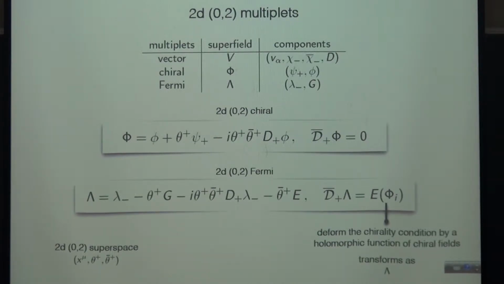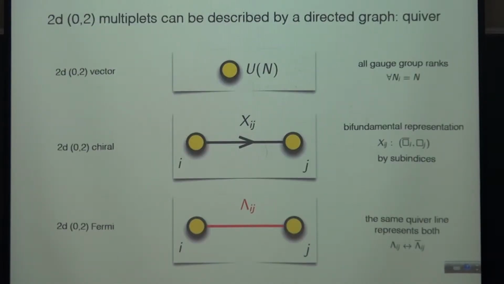Later I will talk more about it, but for the moment you can see that the 2D (0,2) multiplets can be represented by a quiver diagram. The nodes represent U(N) gauge groups. The arrows in the quiver diagram represent bi-fundamental chiral fields, and we represent the Fermi multiplets by red lines. So you can see that the chiral multiplets and Fermi multiplets carry quantum numbers for the gauge symmetry, which tell you how the lines and arrows are adjacent to the nodes in the quiver diagram.